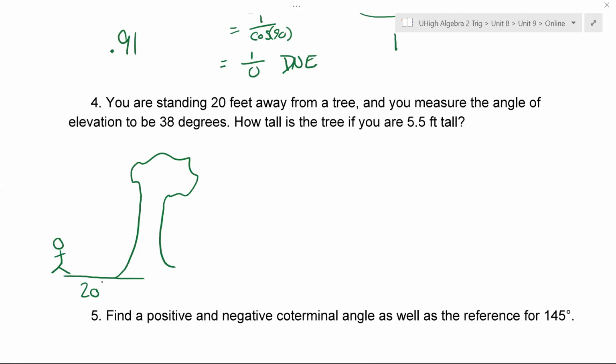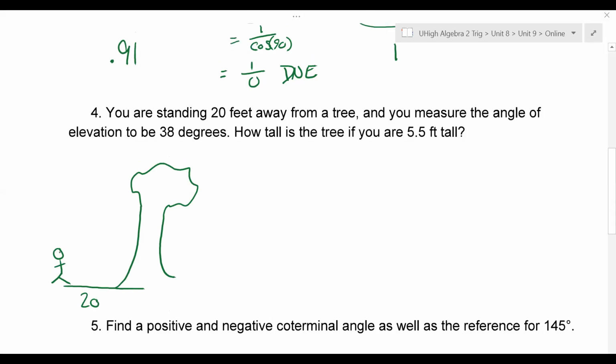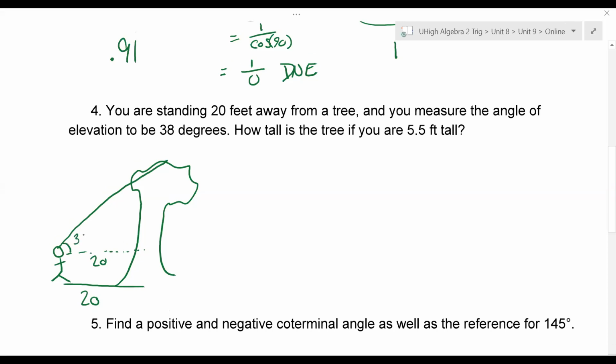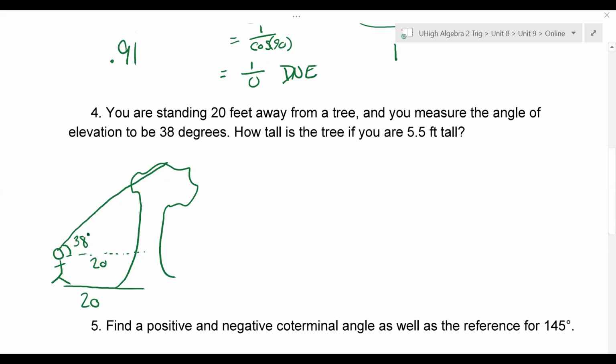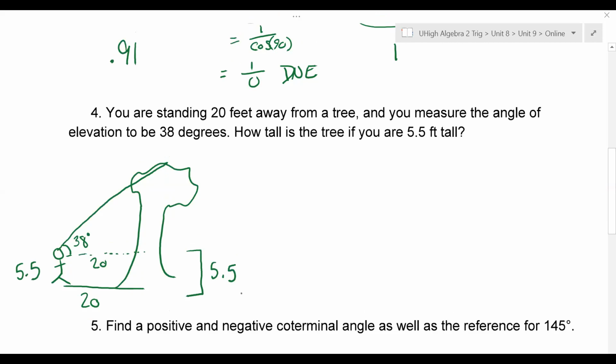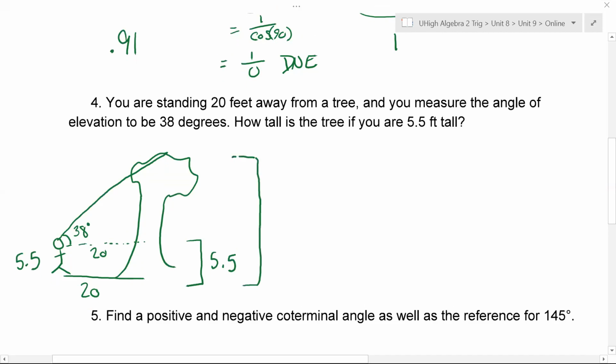So if I'm measuring the angle of elevation, I'm going to be doing it from my eyesight, from me up to the top of the tree. So I'm still going to be that 20 feet away from the tree. This is still going to be 20. And I'm going to have this angle of elevation that's 38 degrees. And then it says that I am 5.5 feet tall. So as I go across, this bottom part of my tree is going to be 5.5 feet tall. So I'm looking for the height of this whole tree.